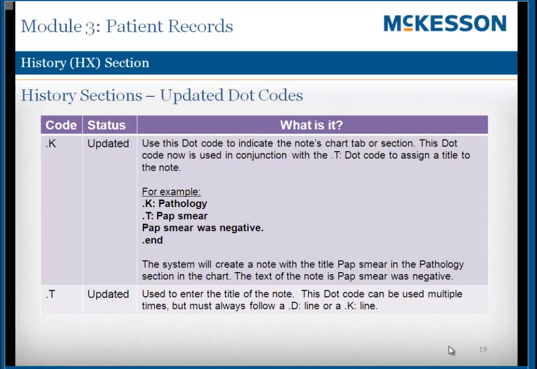Another update to dot codes in Practice Partner involves the K and T dot codes. As of Release 11.0, the K dot code can be used to indicate the note's chart tab or section and can now be used in conjunction with the T dot code to assign a title to the note. In the example of the syntax shown here on this slide, the system will create a note with the title Pap smear in the pathology section in the chart, and will indicate in the text of the note that the Pap smear was negative. In regard to the T dot code, in Release 11.0 it can be used to enter the title of a note. Although it can be used multiple times in a note, it should always follow a D dot code line or a K dot code line.